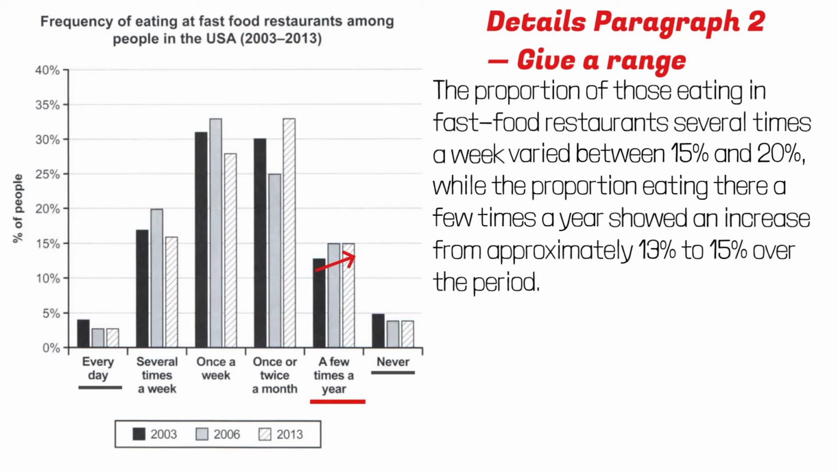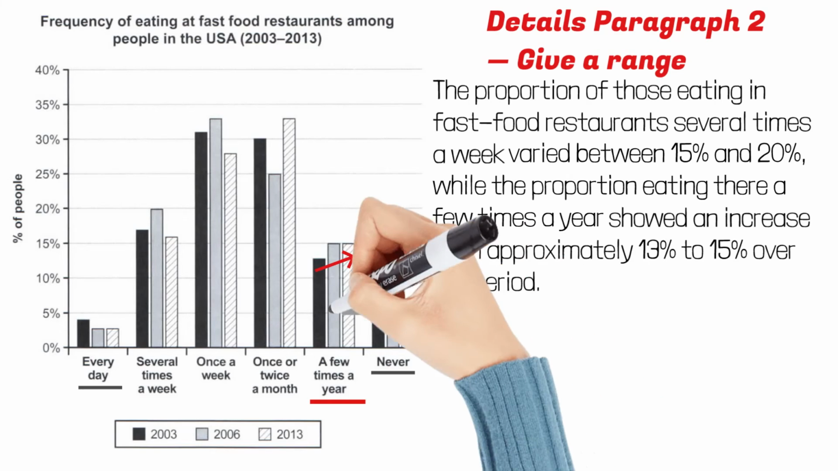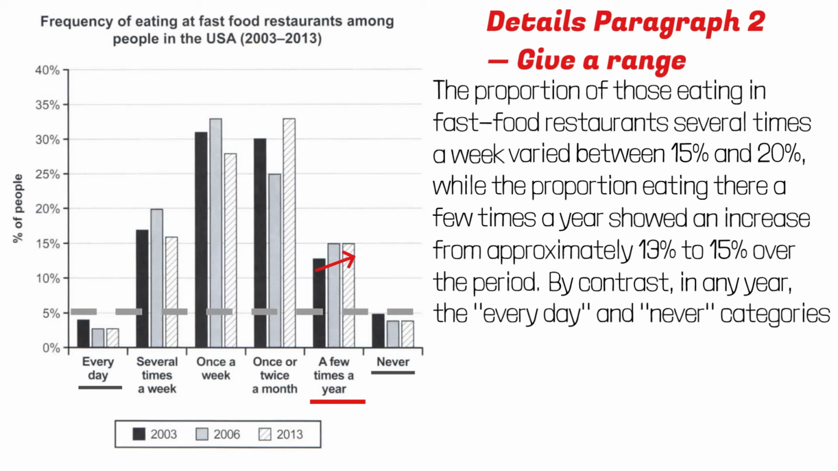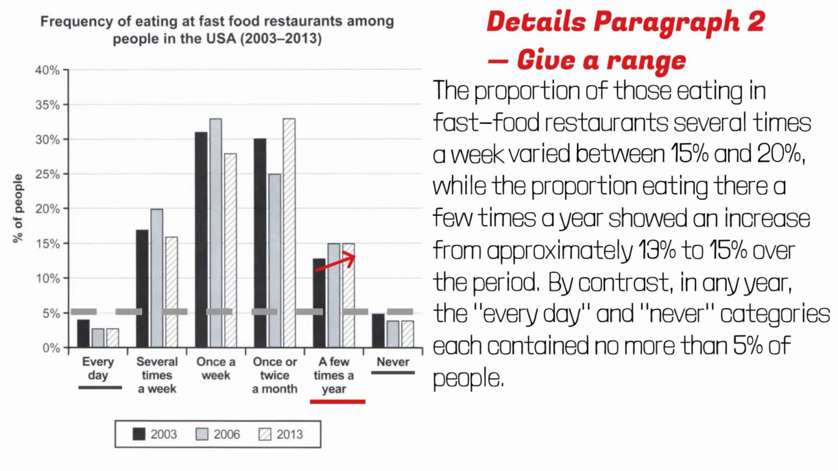Let's just give a range. Let's say that in each year, the percentages are no higher than 5%. In any year, the everyday and the never categories each contained no more than 5% of people.